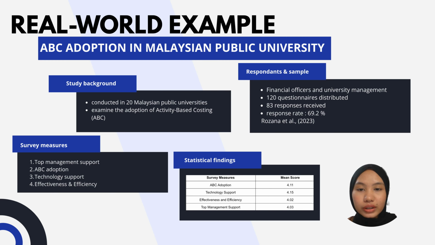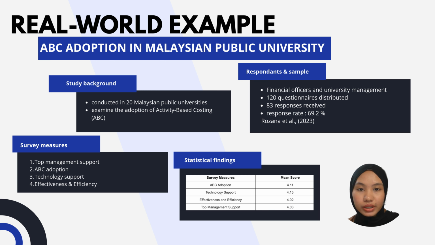A total of 120 questionnaires were distributed and 83 valid responses were collected, resulting in a response rate of 69.2%. The survey used a 5-point Likert scale and measured four key areas, which are top management support, activity-based costing adoption, technological support, and lastly, organizational effectiveness and efficiency.